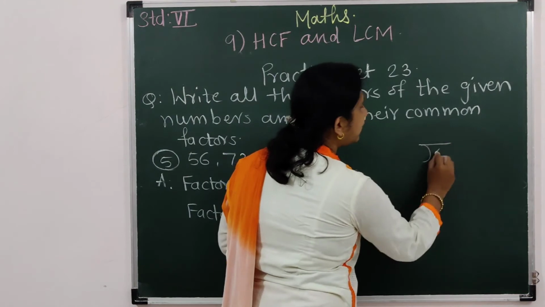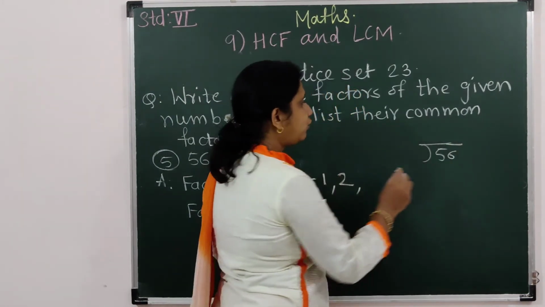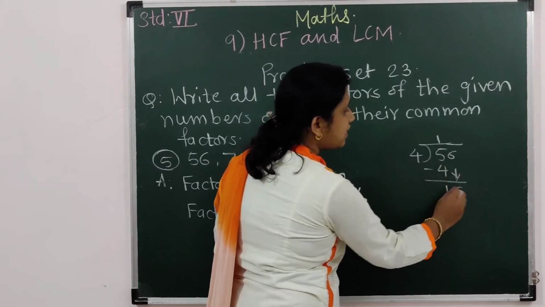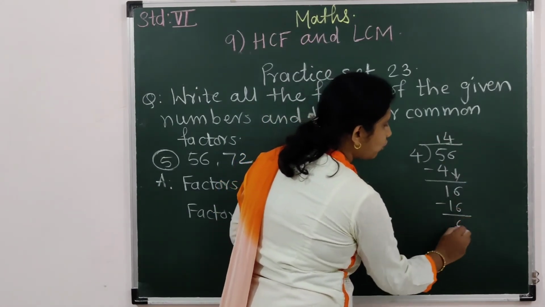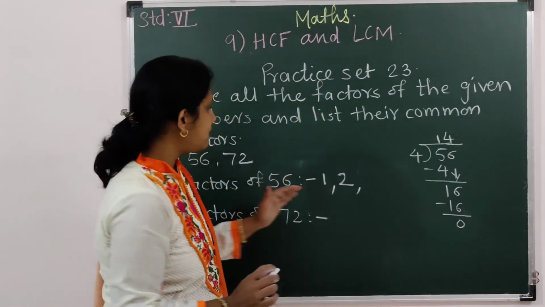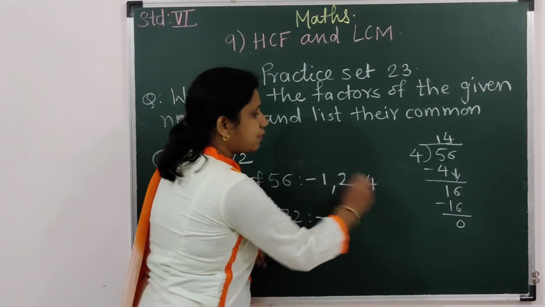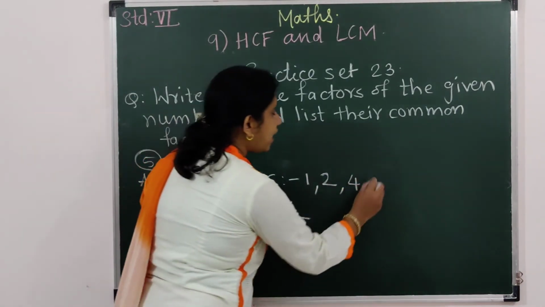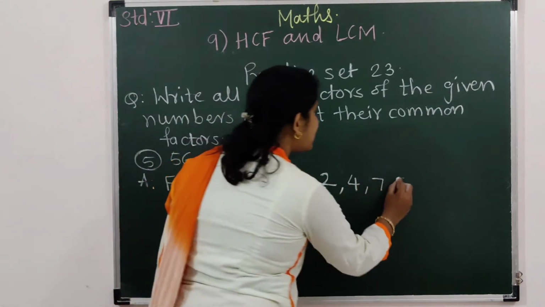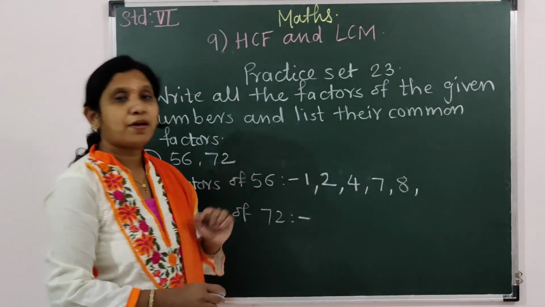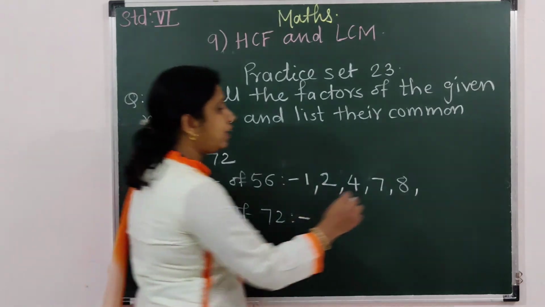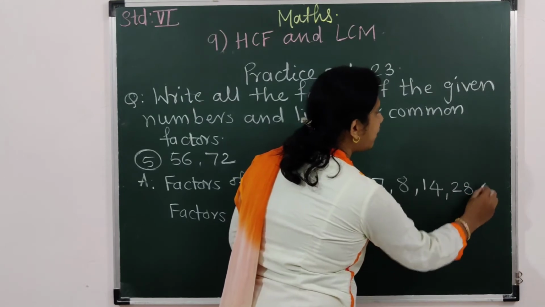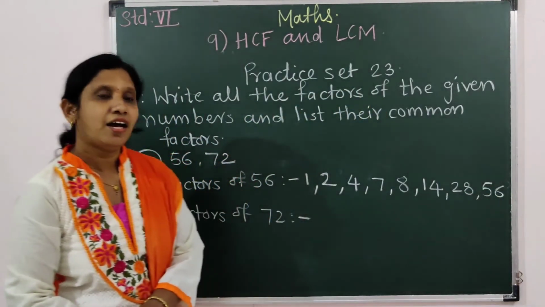You can cross check using actual division. 4 ones are 4, remainder is 1, take down 6, 4 fours are 16, so what is the remainder? 0. Yes, it means this number 56 is divisible by 4. Alright? 7 eights are 56, then 8 sevens are 56. Again, the number 56 is in the table of 14. 14 fours are 56, 28 twos are 56 and 56 ones are 56.